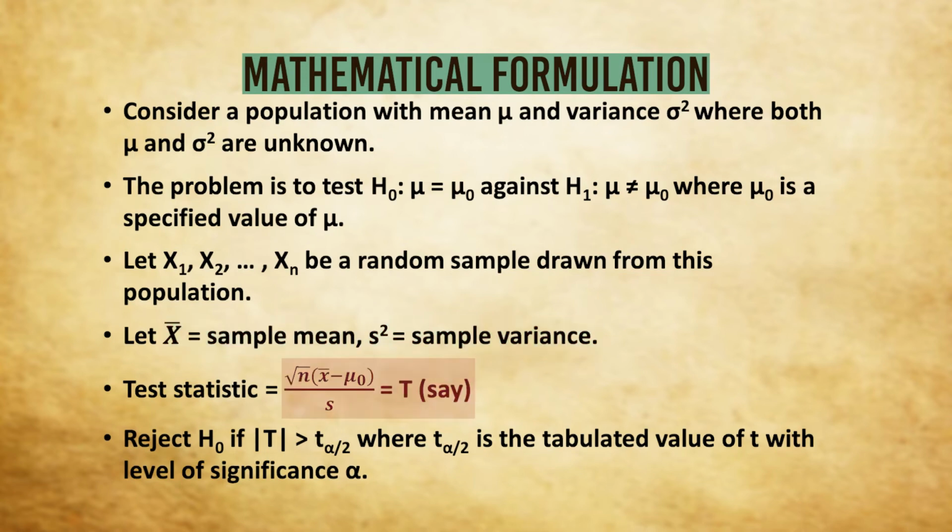The test statistic is root n into x bar minus mu naught by s, equal to t say, and we reject the null hypothesis H naught if modulus of t is greater than t alpha by 2, where t alpha by 2 is the tabulated value of t with level of significance alpha. These tabulated values of t can be found from the t table, and it is available in software also. Given the value of alpha, we can easily find that out.